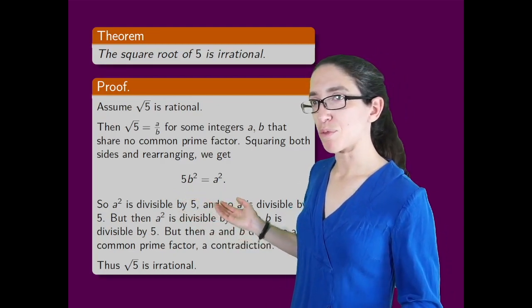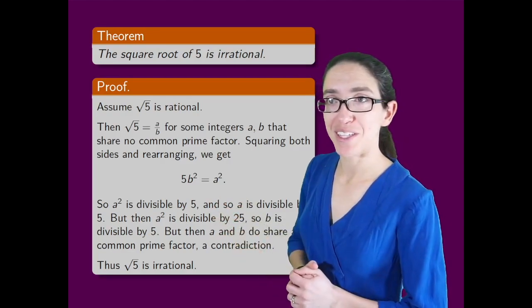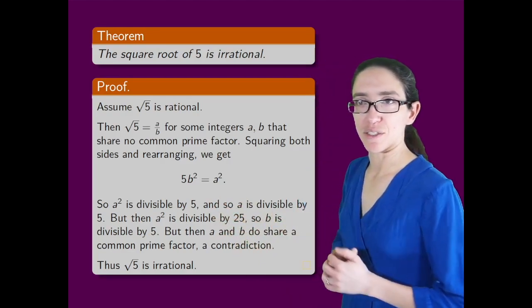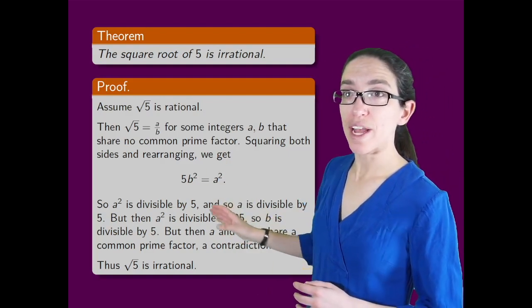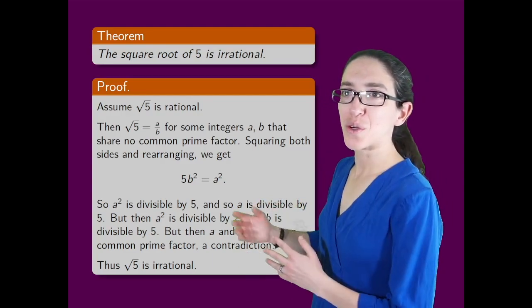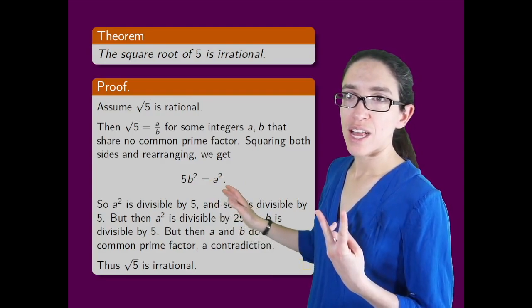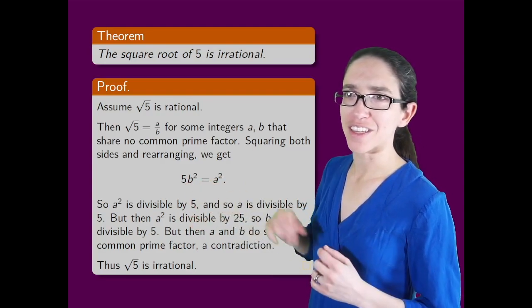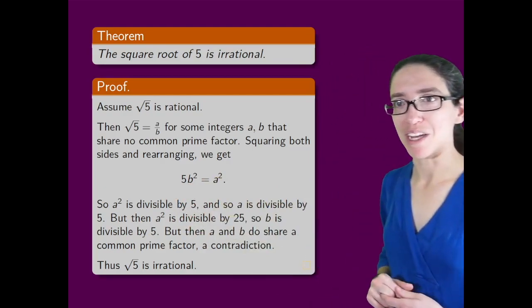But since 5 is a prime, the only way a squared can be divisible by it is if a is divisible by it too. So now we know a is divisible by 5. Okay, but then the right-hand side is the square of something divisible by 5, which is divisible by 25. And so that means this part has 25 dividing it, two 5s, and so there must be an extra 5 over here on the left somewhere coming from the b. So b has to be divisible by 5 too.